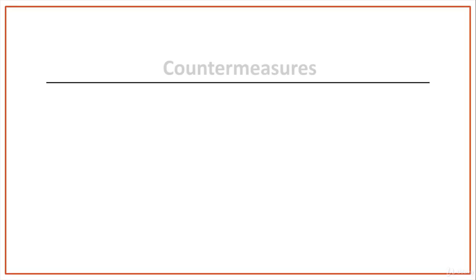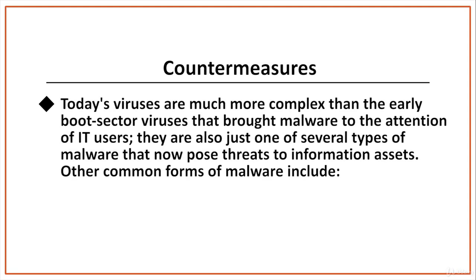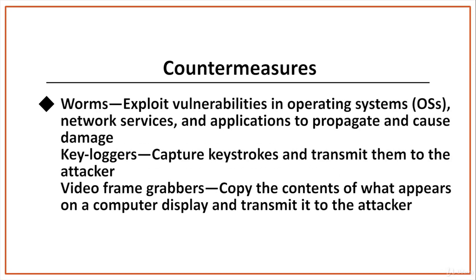Countermeasures. Today's viruses are much more complex than the early boot sector viruses that brought malware to the attention of IT users. They are also just one of several types of malware that now pose threats to information assets. Other common forms of malware include worms, which exploit vulnerabilities in operating systems (OSs), network services, and applications to propagate and cause damage. Keyloggers capture keystrokes and transmit them to the attacker.